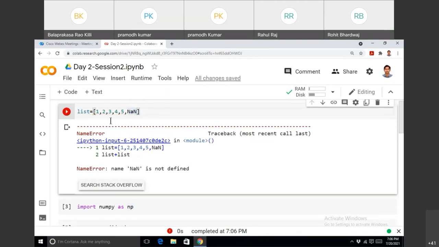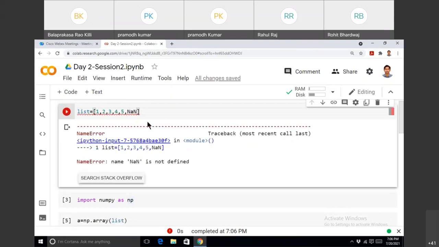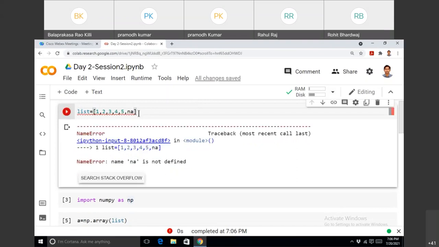NaN. What is this name? It was not allowing actually. NaN is not defined. np.nan or what? Okay, so it doesn't support. I hope it will take these things at least. Na is also not defined.